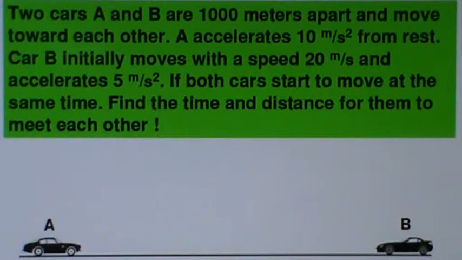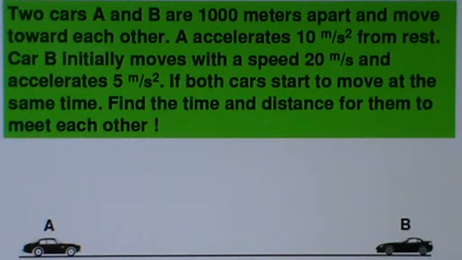Alright, now we are going to discuss some problems related to the motion with constant acceleration. This is the first one. Two cars A and B are 1000 meters apart and they are moving toward each other. A accelerates 10 meters per second square from rest, and car B initially moves with a speed 20 meters per second and accelerates 5 meters per second square. If both cars start to move at the same time, find the time and the distance for them to meet each other.